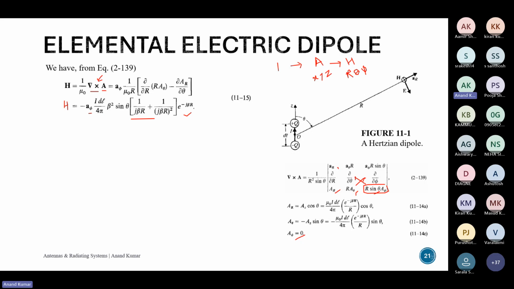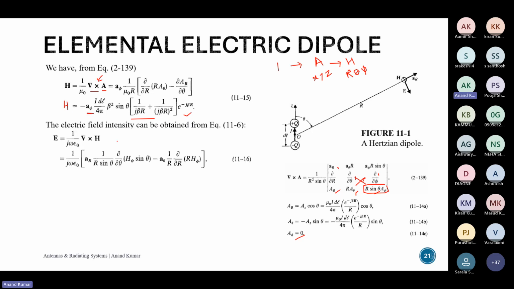Yeah, because something you do it. Essentially, this term would be 0. This is already 0. If you do cross like this, this will be the term, and everything would just come in the A5 direction. So now you've got your magnetic field, and once you've got the magnetic field, the next step is to find out the electric field.